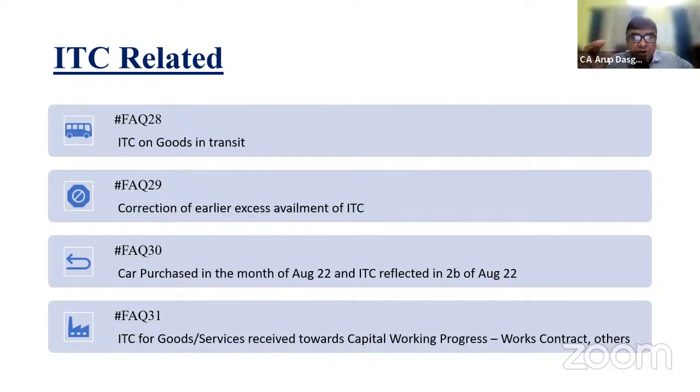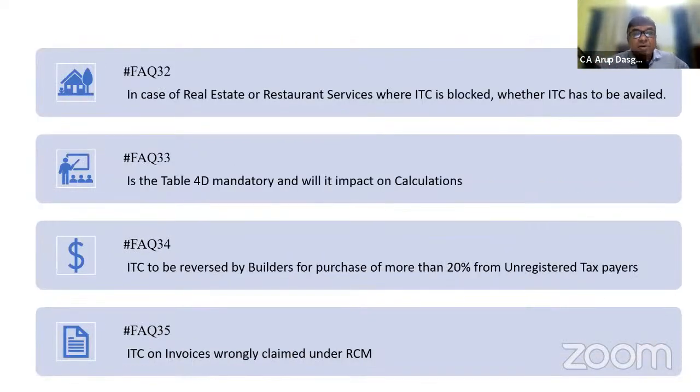ऑल अदर आईटीसी में ऐड करके उसमें से जितना पोर्शन आपका वर्क्स कॉन्ट्रैक्ट के लिए है 17.5 का है, उसको आप 4B1 में दिखा दो, उस महीने में जहां पे आप जाके कैपिटलाइज कर रहे हो उसमें पूरा का पूरा अमाउंट ऑफ ऑल अदर आईटीसी में लो, और फिर आपको जितना रिवर्स करना है बिकॉज ऑफ 75 इनएलिजिबिलिटी उसको आप 4B1 में दिखा दो. Next, in case of real estate or restaurant services where ITC is blocked, whether ITC has to be availed.